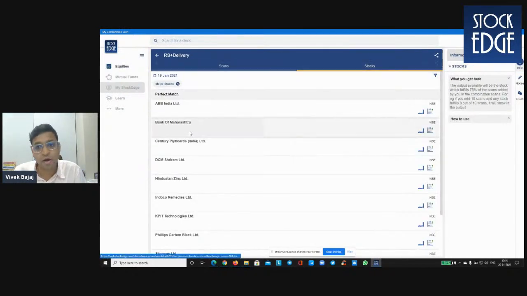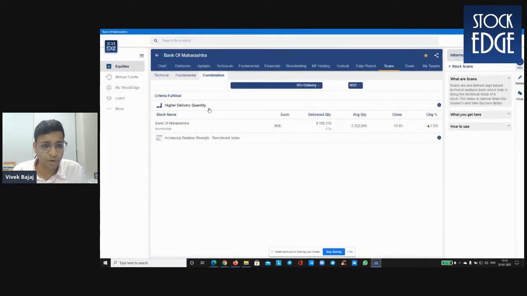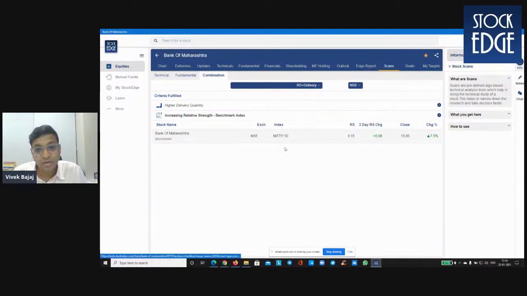Look at this stock, Bank of Maharashtra. Very interesting. What is happening? High delivery. Average 33 lakh shares getting delivered. Yesterday, 91 lakh shares got delivered. Increasing relative strength. For the last 3 days, RS has increased by 0.08. That means there is a very strong undercurrent of outperforming the market. Great stock. Let's go to the chart.